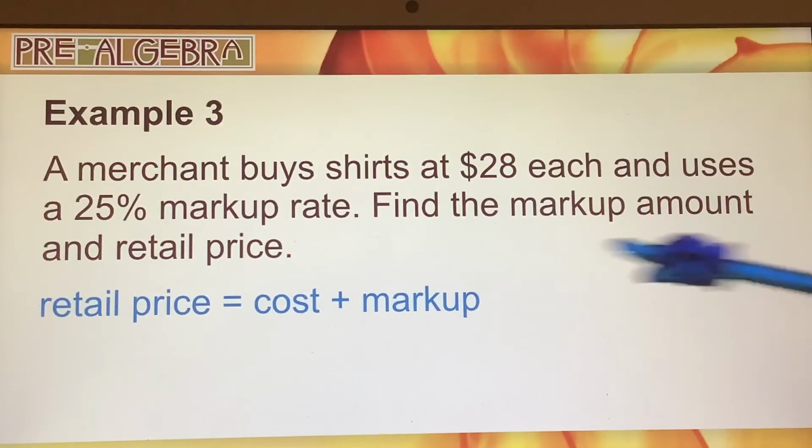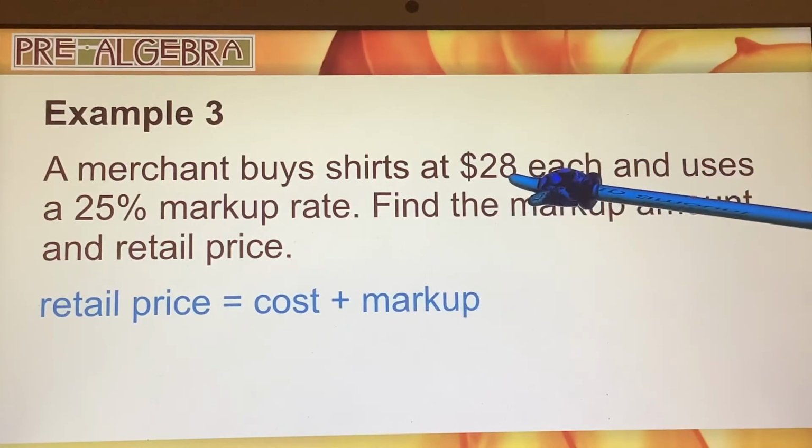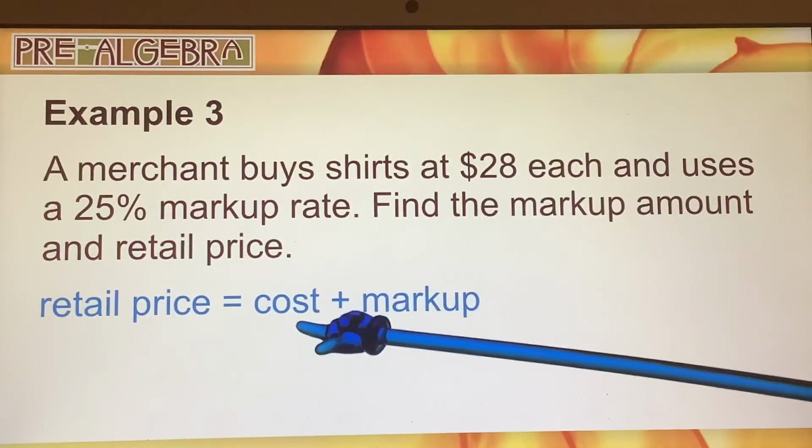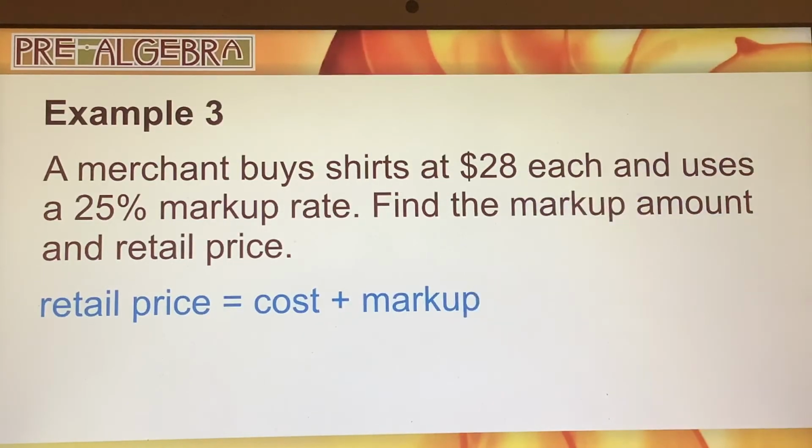Then the retail price is going to be the cost, $28, what the merchant paid for, plus the markup, the amount that they had to mark up. So that would be 28 plus 7. So the final retail price, what we pay for in the store, is $35.